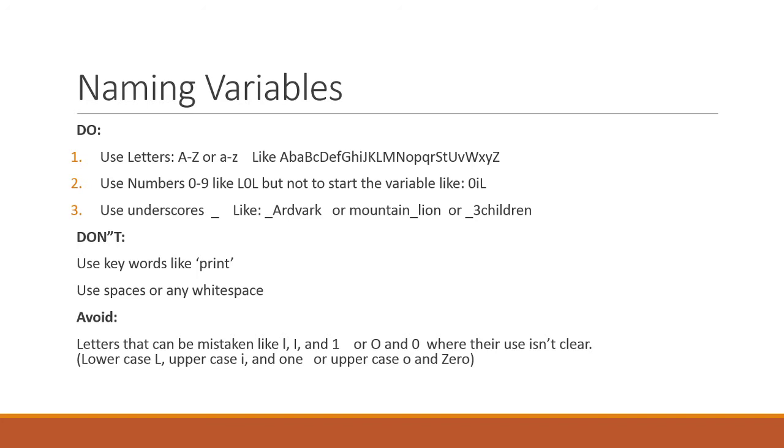Don't use keywords like print. Don't use white spaces or any white space. Avoid letters that could be mistaken. For instance, if you started a variable and you called it last name with a lowercase l, that would make sense. People would understand it's probably a lowercase l. If you started with an uppercase I, as in Iast name, that would really throw people off and could create errors in your code later.